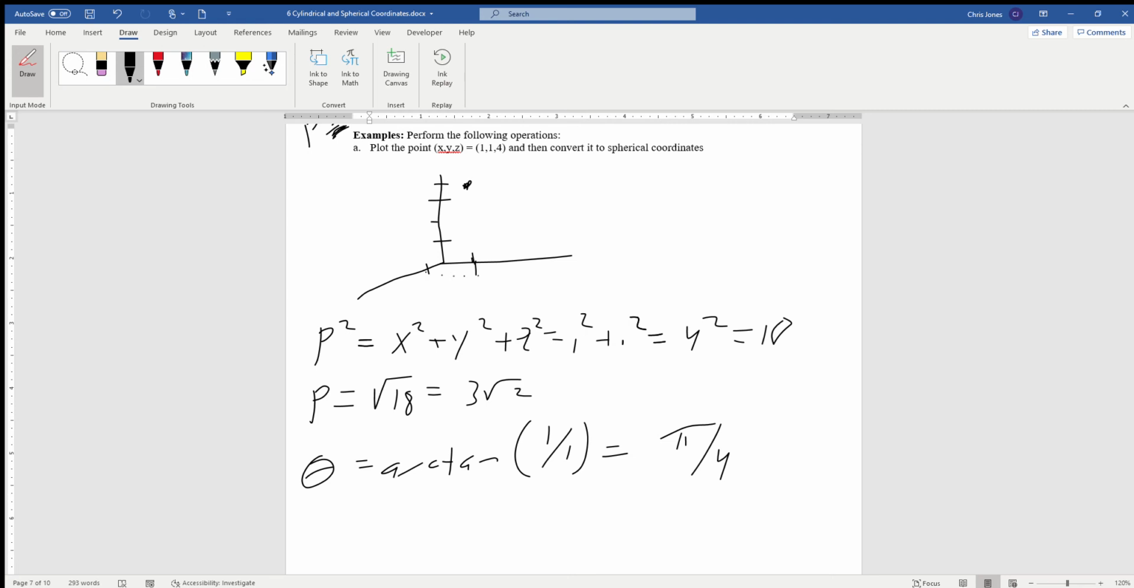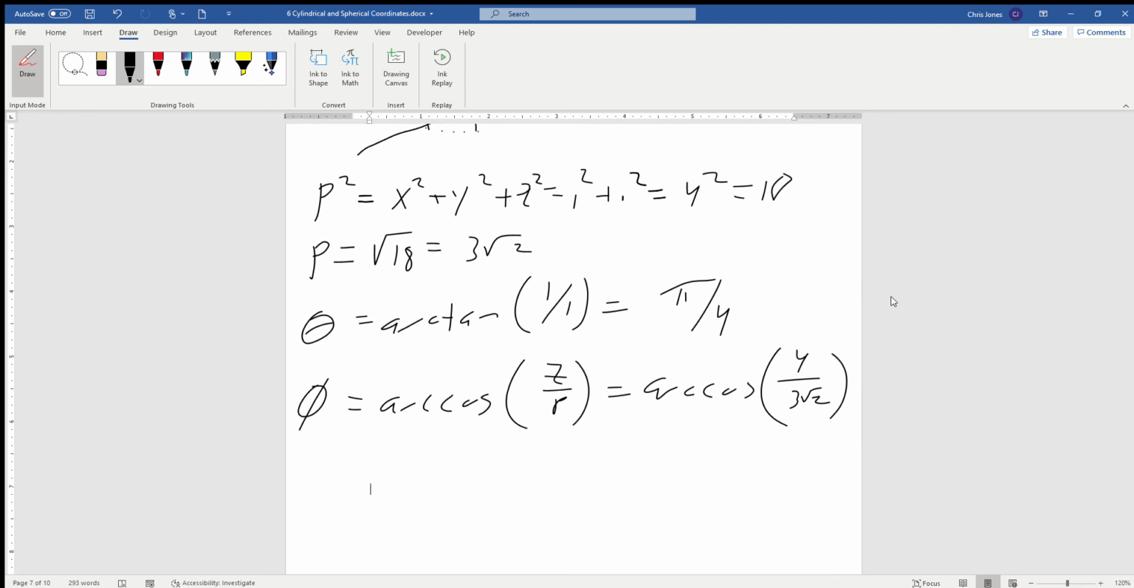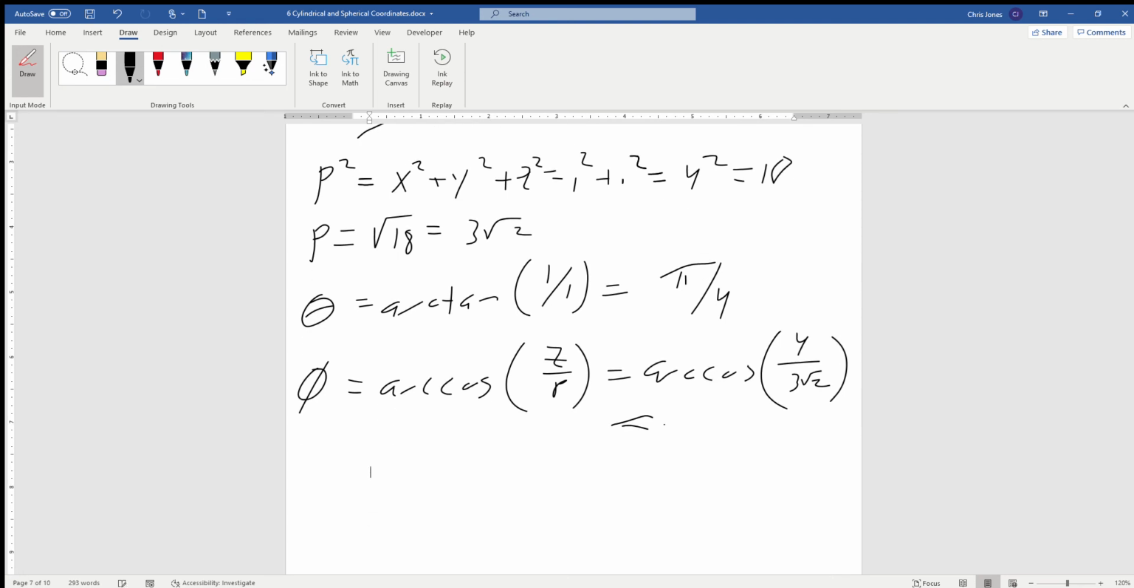Since root 2 over 2 divided by root 2 over 2 is on the unit circle, it's the only place where they are equal to one another. And then for phi, remember we said that's the arc cos of z over rho, which is the arc cos of z, which was 4, divided by 3 roots of 2. Now, this doesn't have a nice exact answer, so I'm going to stick this into my calculator just to get an approximation. However, we'll use the real number answer when we write the solution. I got 19.5 degrees.